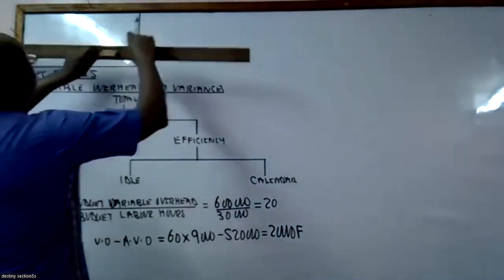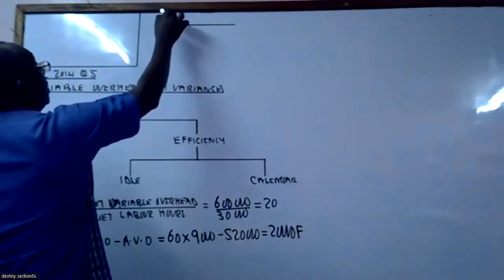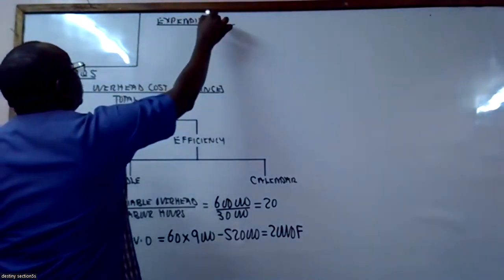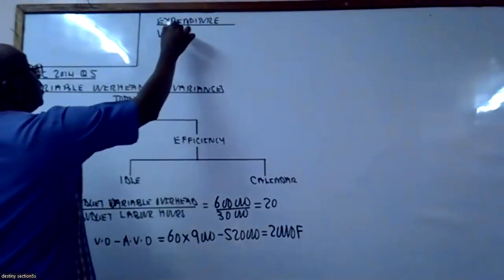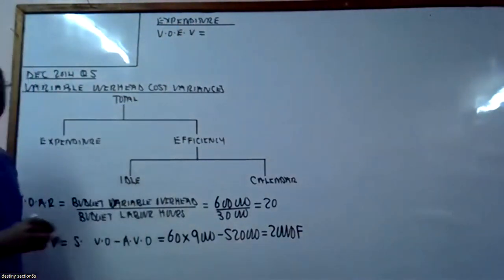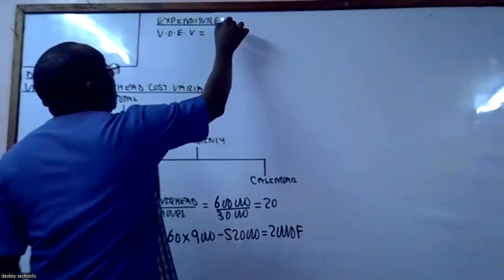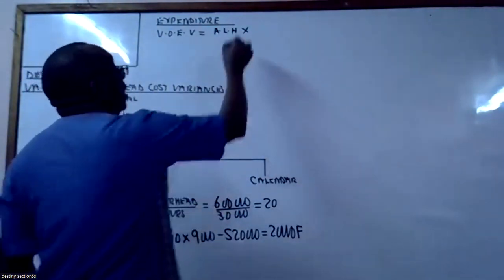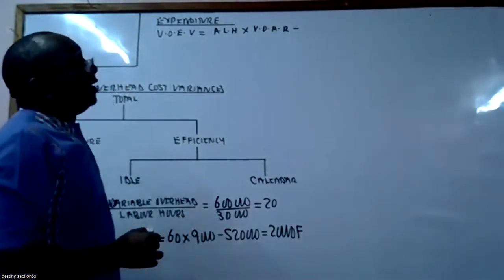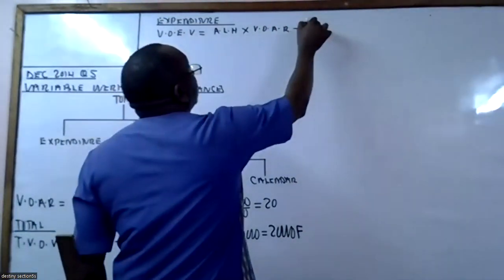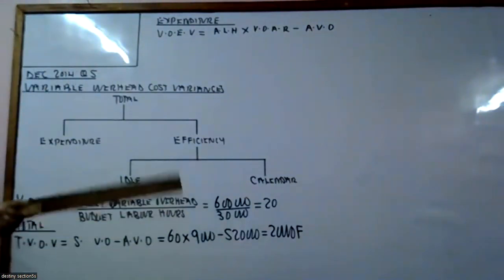Let's compute the expenditure. Now, the variable overheads expenditure variance is given as the actual labor hours multiplied by the variable overhead absorption rate, minus the actual variable overheads.